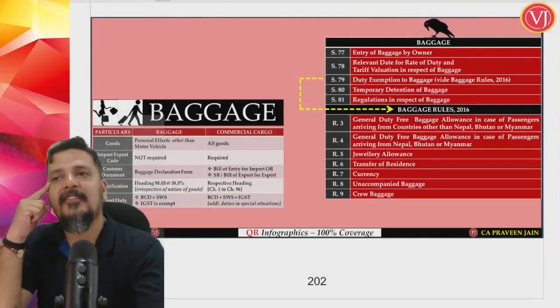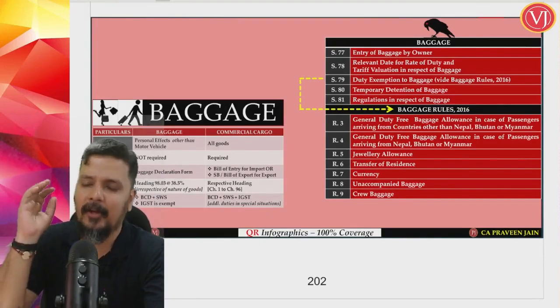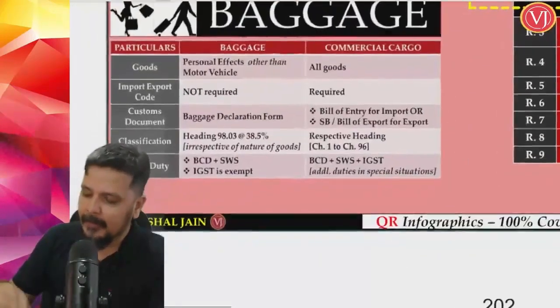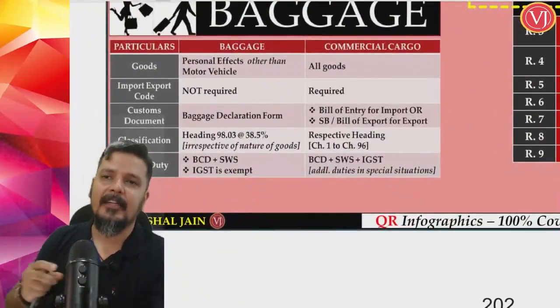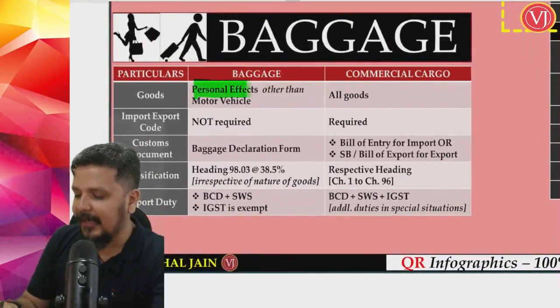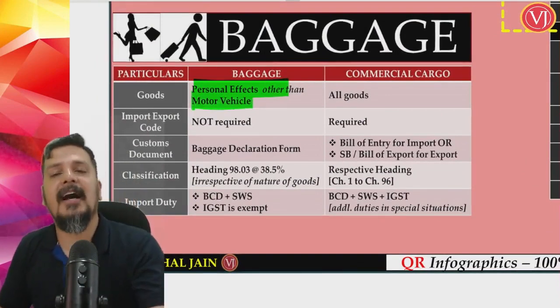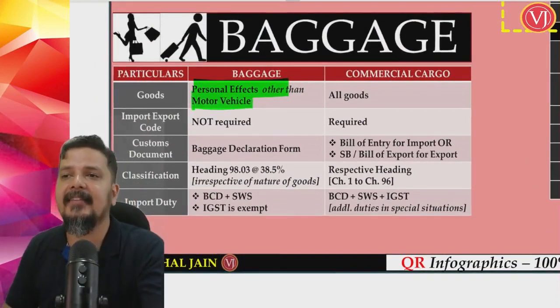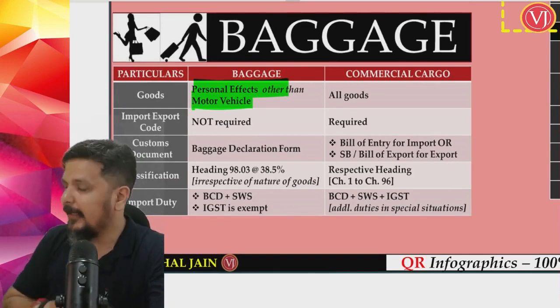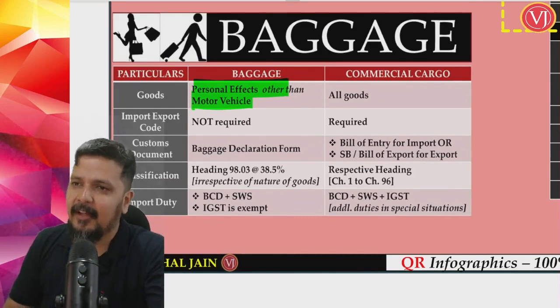So when you talk about this chapter, baggage, it is a small chapter but a very important chapter, a simple chapter for your marks purposes. Now what do you mean by baggage? Baggage in simple language means your personal effects, but other than motor vehicle. Motor vehicle will never be categorized as baggage. You can never call a motor vehicle baggage. It will always be treated as commercial cargo.